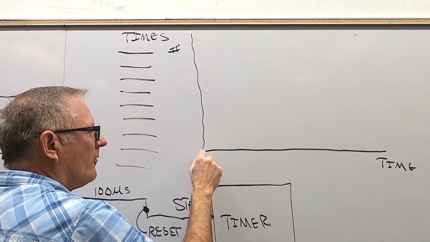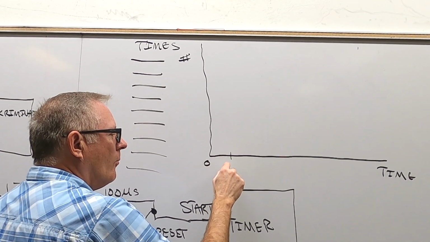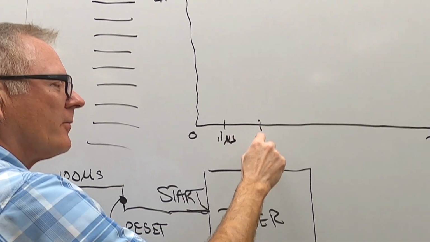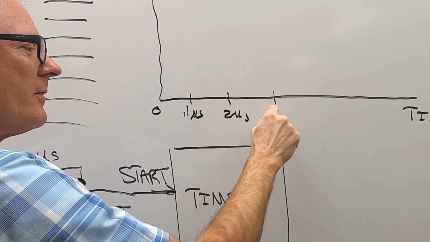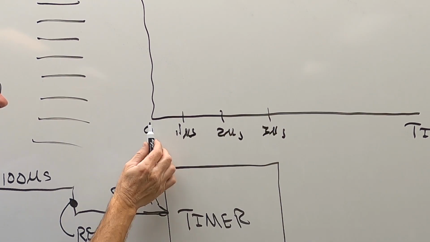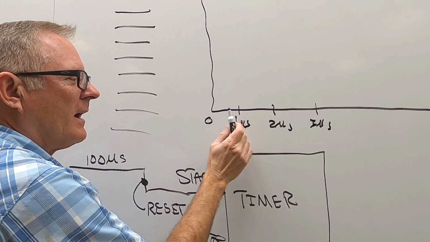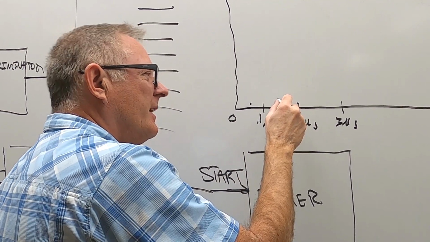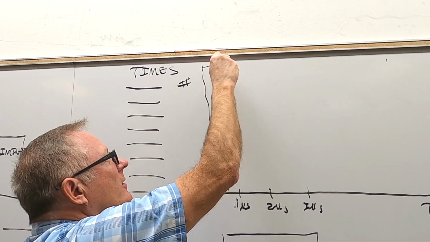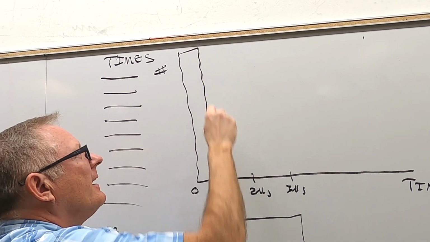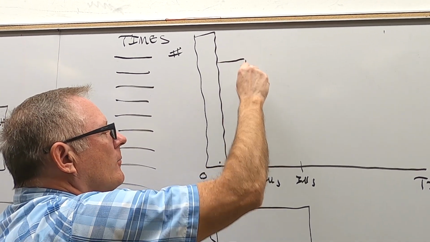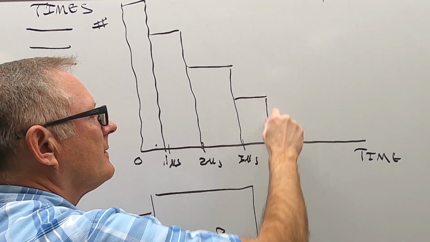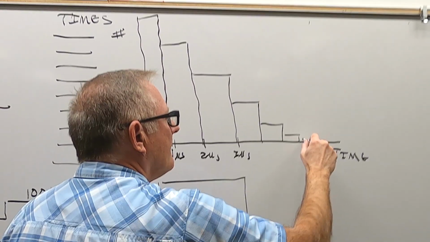So let's say I go from 0 to 1 microsecond, 2 microseconds, 3 microseconds. Anytime I got a number between 0 and 1 microsecond, I'll put it in this bucket. Anytime I get one between 1 and 2, I'll put it in this bucket. And so I'll end up with some sort of a histogram right here. It's just going to keep going like this.